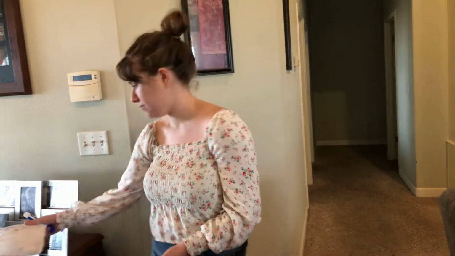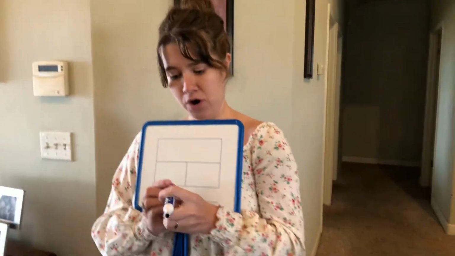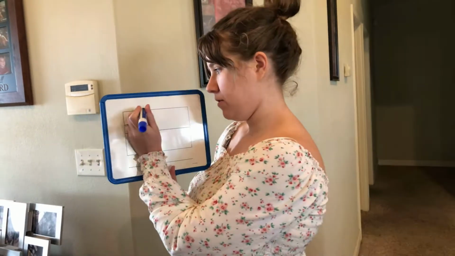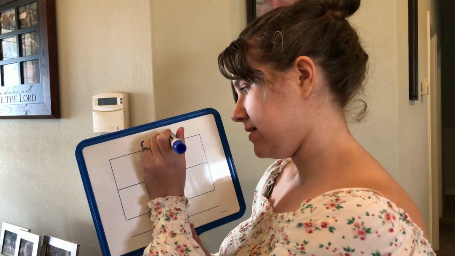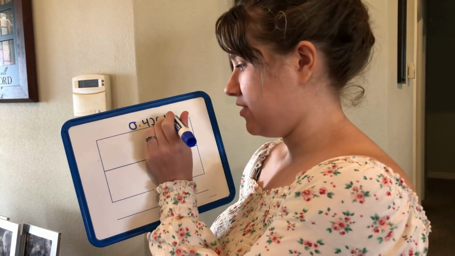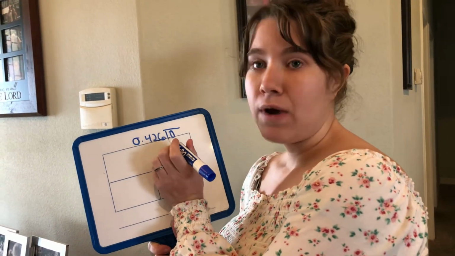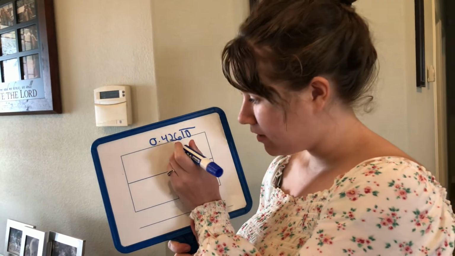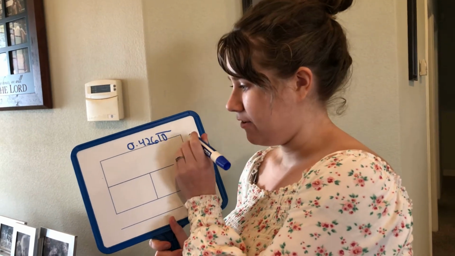Our first problem, I'm going to use my handy dandy whiteboard for a decimal that does not repeat right away. So we have 0.42661010..., otherwise known as 0.42610 with a bar on top of the 10. That bar represents the repeating decimal, so the 10 goes on forever and ever.